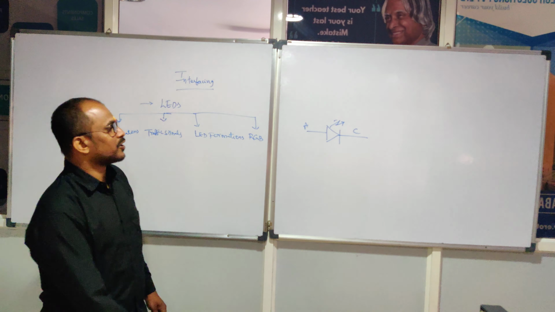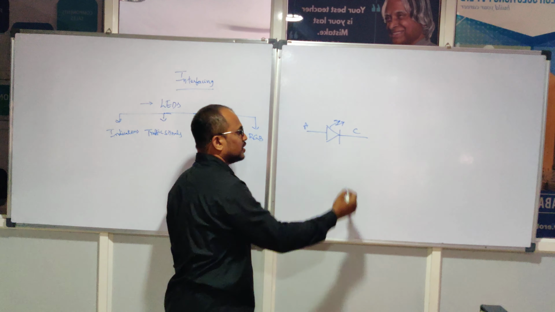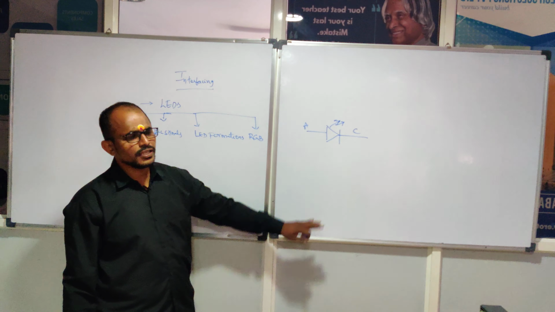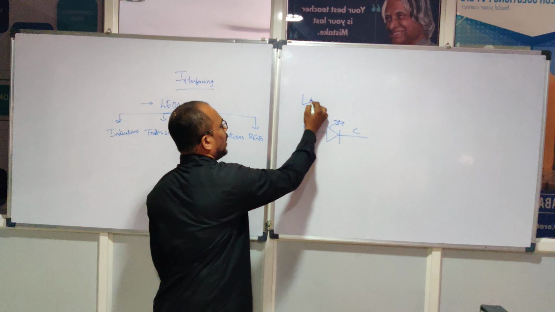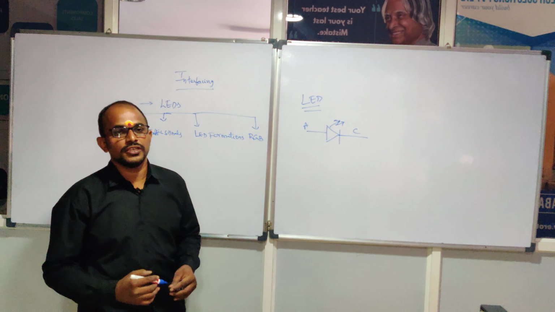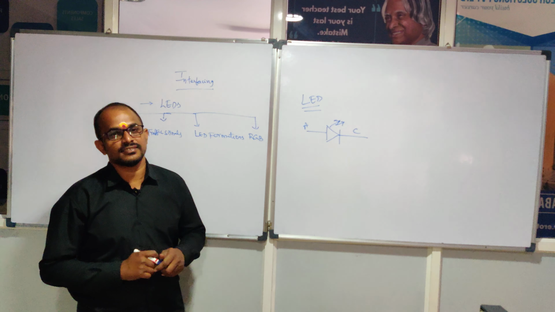If you do not indicate these arrows, it becomes a diode. So this is the symbol of an LED, and the LED full form is very clear: light emitting diode. This LED has its own characteristics.